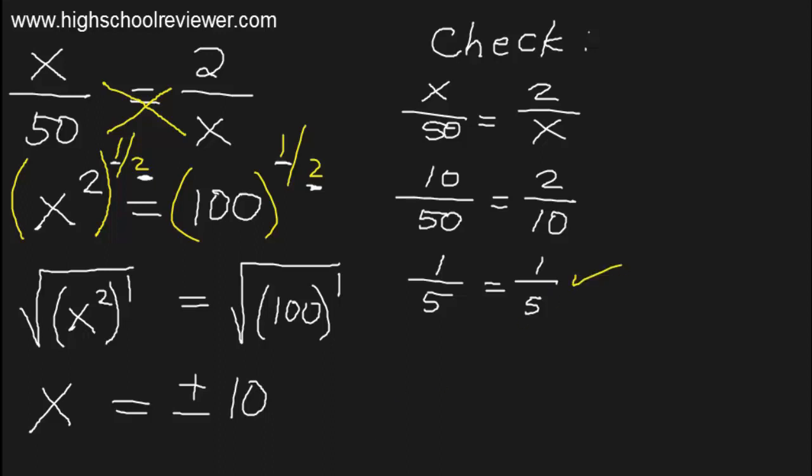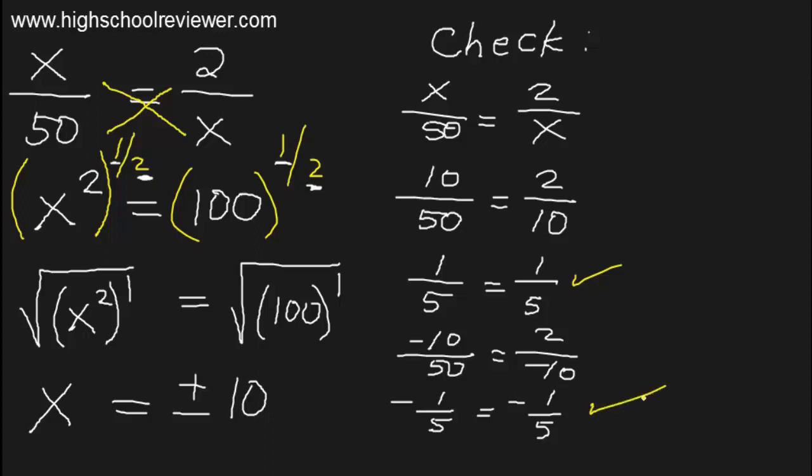Let us now try x equals negative 10. So this will be negative 10 all over 50, which is equal to 2 all over negative 10. So this will be negative 1 over 5 and negative 1 over 5. So therefore x equals negative 10 is also correct. And these are now our final answers for the problem solving quadratic equation by extracting the square roots.